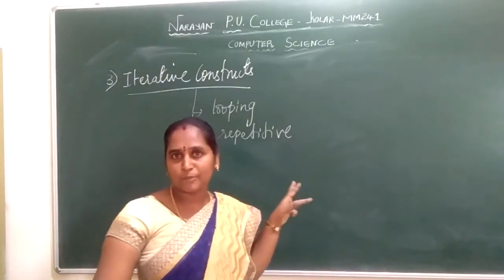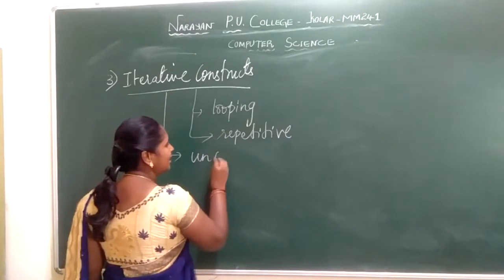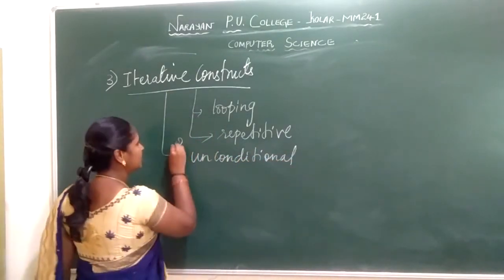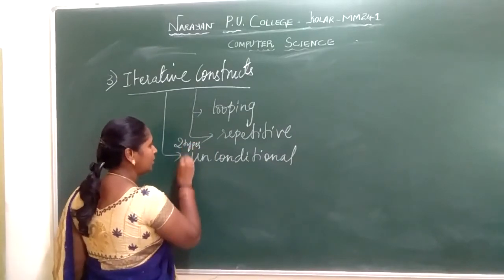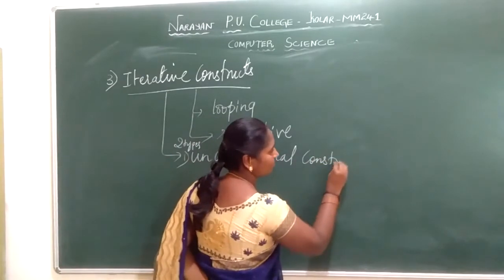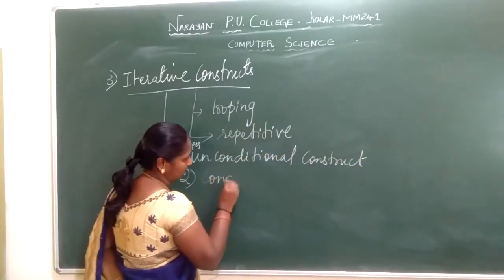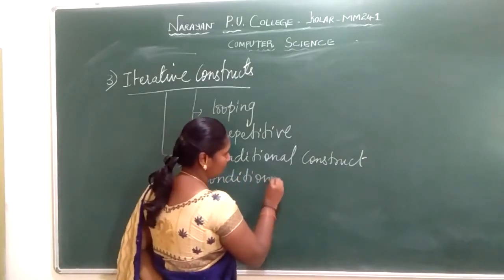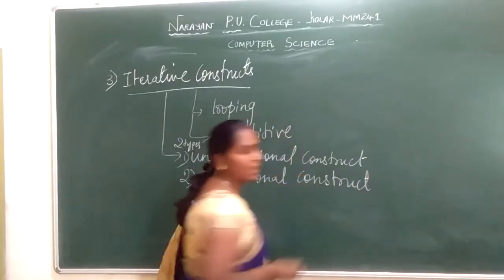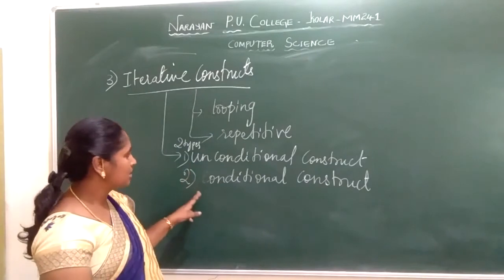So there are two types of construct. That is, the iterative constructs are of two types. In a repetitive construct, one is the unconditional construct, or you can say conditional construct. See here, your iterative constructs are of two types: one is unconditional construct, the other is conditional.